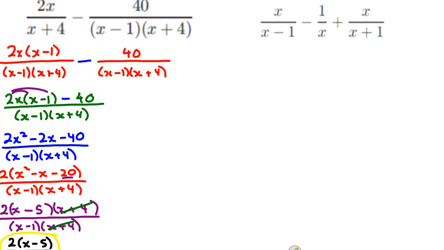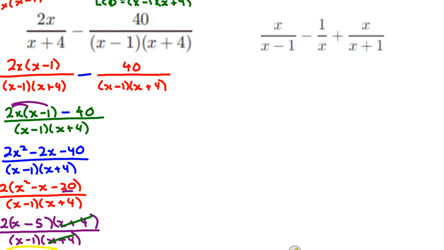So you've got x over x minus 1 over x over x plus 1. What's our LCD? It's going to be a pretty big one this time. So the only LCD you can get is x, brackets.